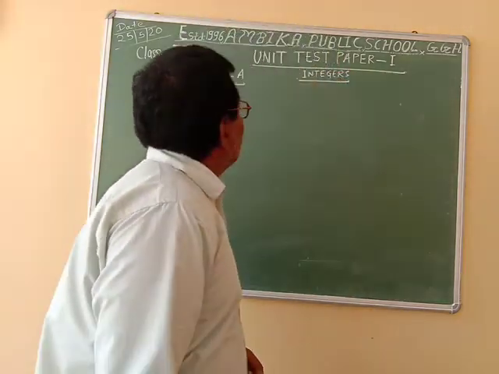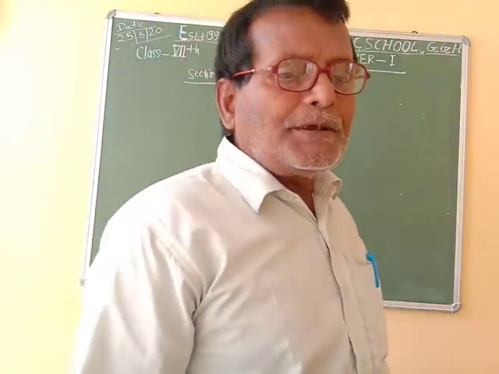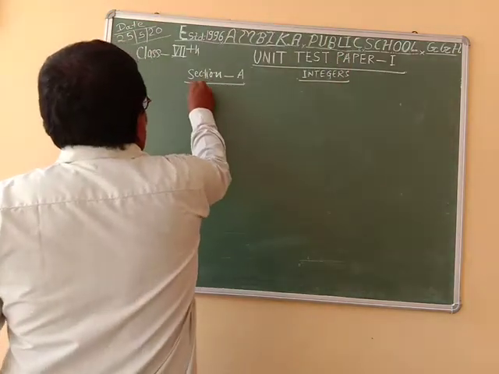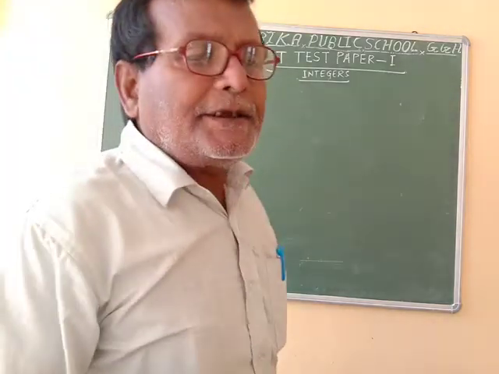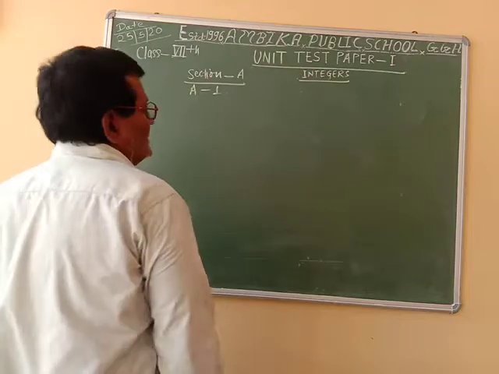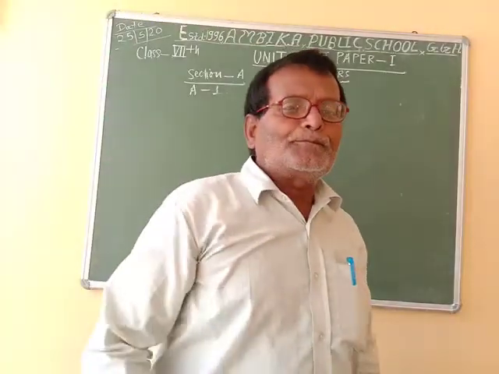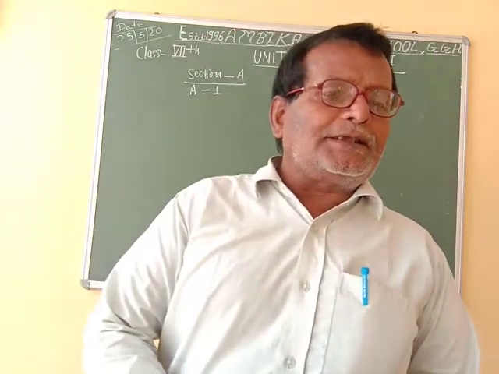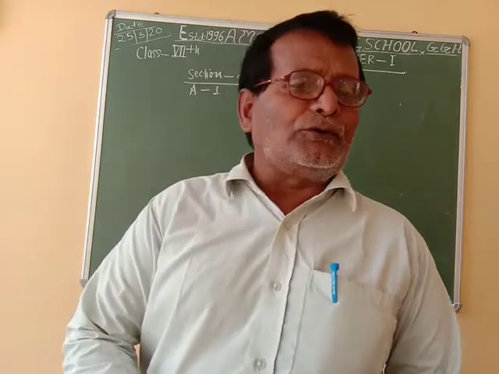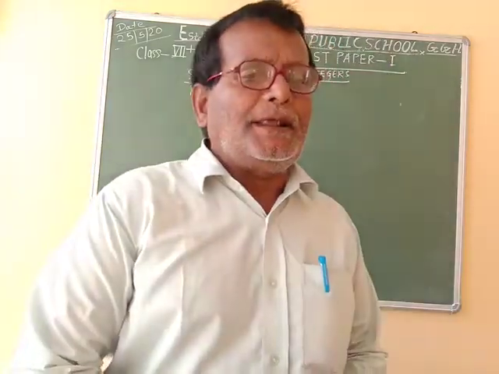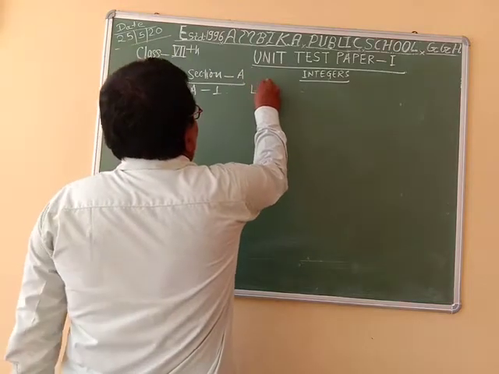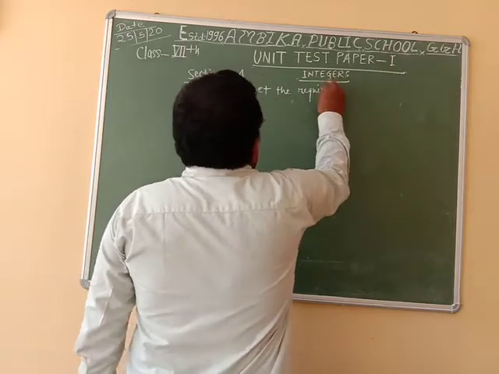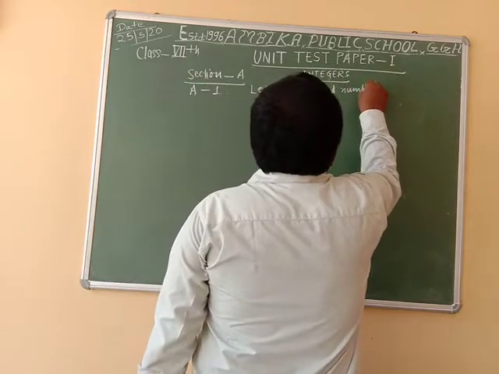First question of the unit test paper, section A. What must be subtracted from minus 48 to get 13? Let the required number be x.